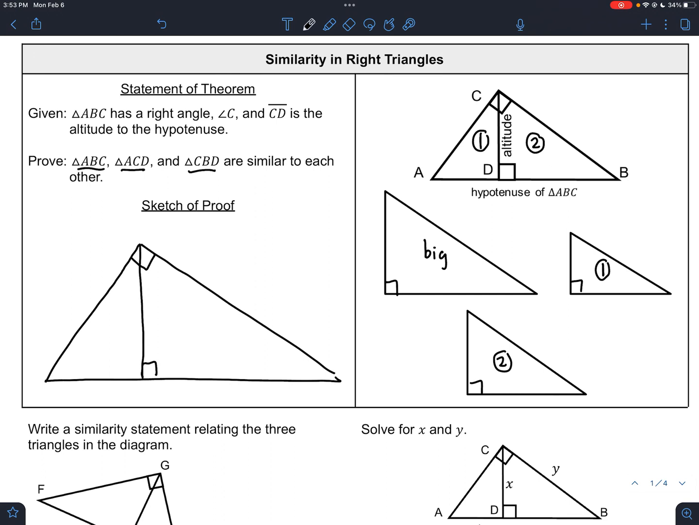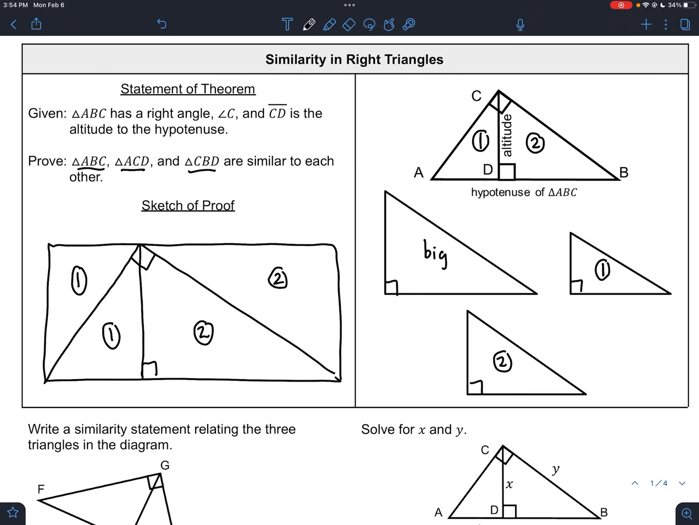So what you do is you drop down the altitude, which should be perpendicular to the hypotenuse here. And to prove that these are similar, I'm going to go ahead and draw a rectangle here so that this triangle is the same as this triangle, right? And this triangle would be the same as this triangle. I believe you could make some sort of argument, maybe like an angle side angle argument, that those are the same, but they share a hypotenuse and the legs are the same. So maybe even just a side argument. So those are the same.